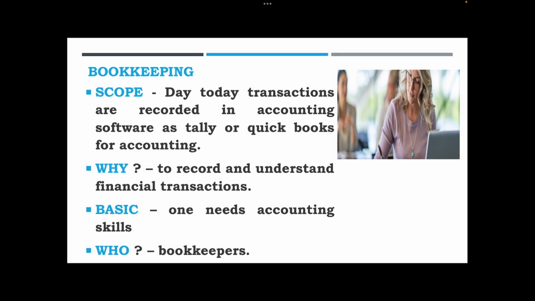Now what is bookkeeping? Bookkeeping is अपने जो डे टू डे ट्रांजैक्शंस रहते हैं, they are recorded in the accounting software. Now they are like Tally Prime है या QuickBooks है. These are the softwares used to record the day-to-day transactions. Usually it is done by the bookkeepers, and the basic accounting knowledge is required for recording all these transactions. This is mainly done to record and understand the financial transactions.